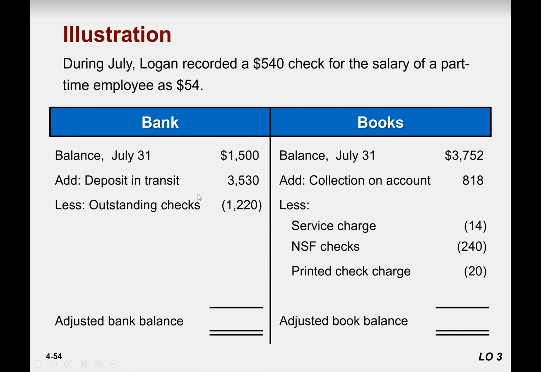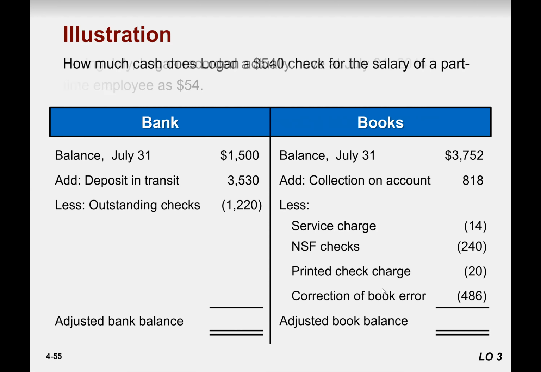1220, right? And also there is a mistake that the logger recorded 540 check for the salary of a part-time employee as 54, right? Of course, the employee will not receive 54. He will cash out 540 and then he will demand more. So you decrease more amount, 540 minus 54. The balance is here, right? Now, if you see the balance here, it tallied. Right, everyone?